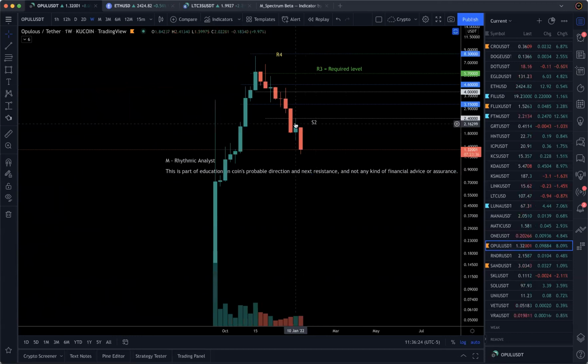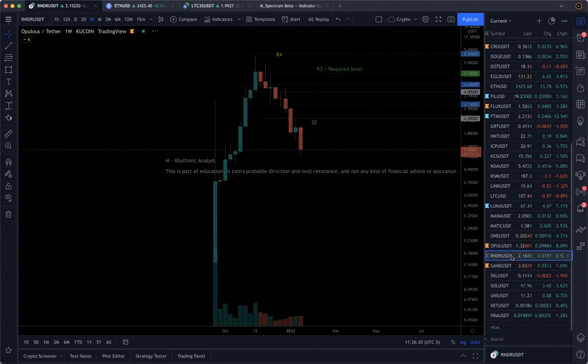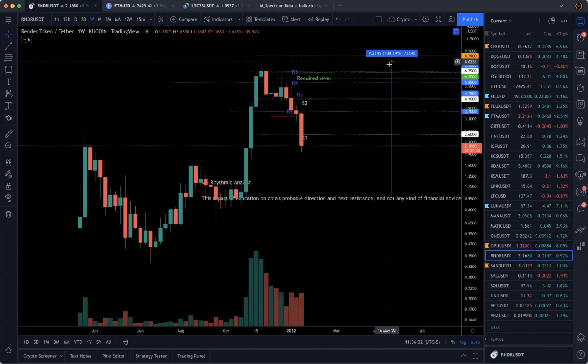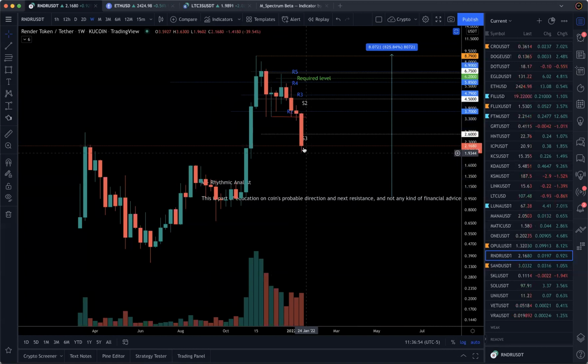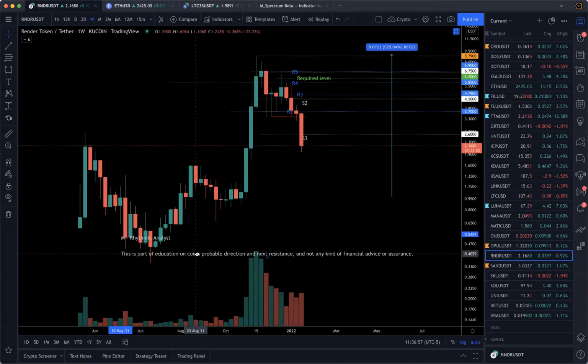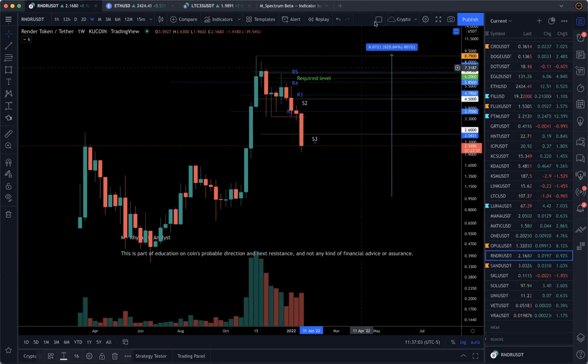Opal, nothing to say. It tried to break above S2, failed. New low. RNDR went up significantly, like 700%, 800% when we called it out the first time. But now it is resetting all the gains. Look at that. It has rested, got a support from this high. The next lower level is 1.6. So it's going down. Next is 1.6. There's no sign of a bounce, unfortunately.